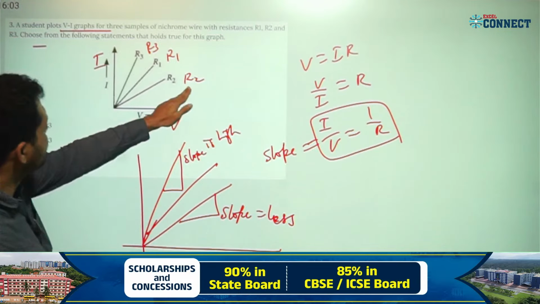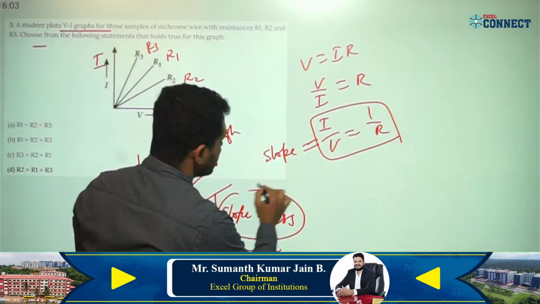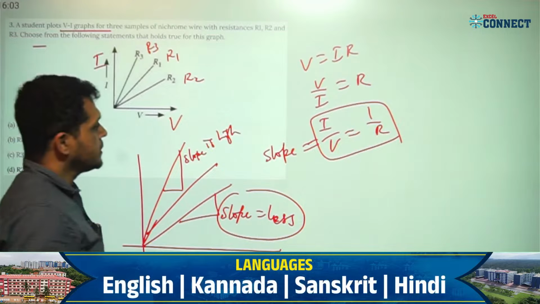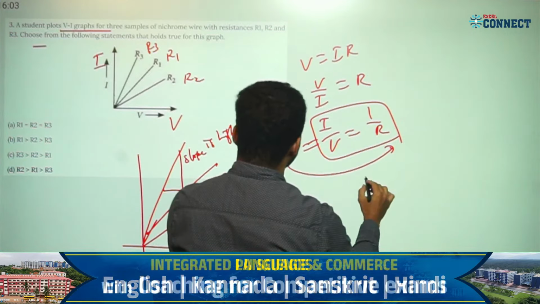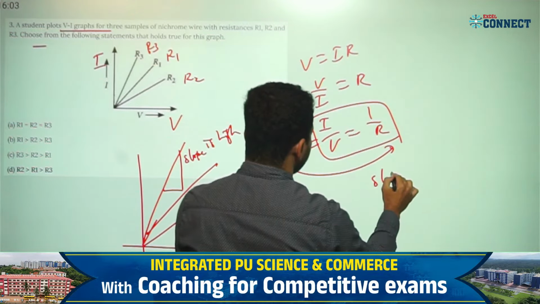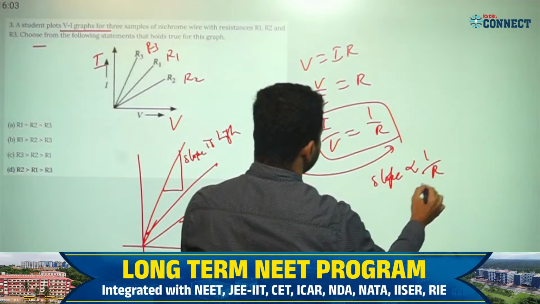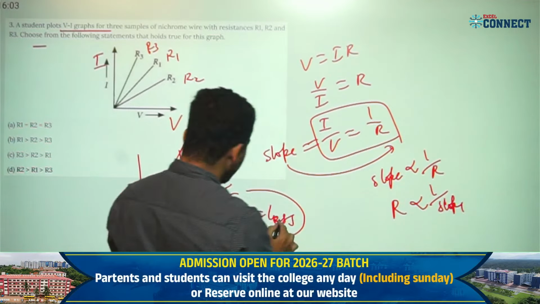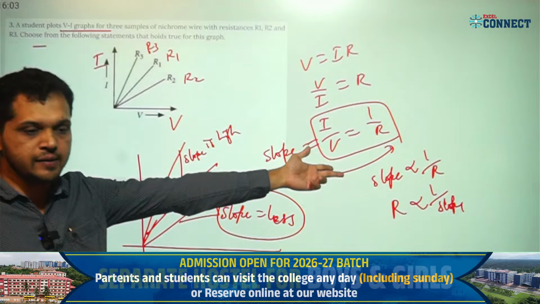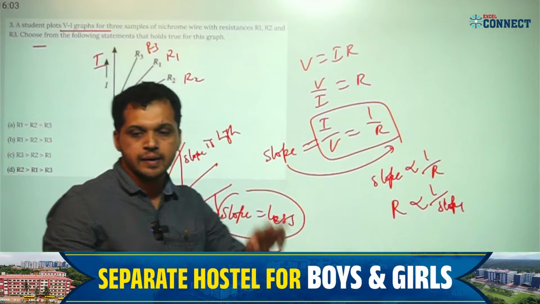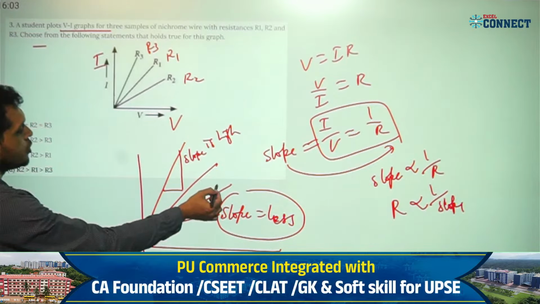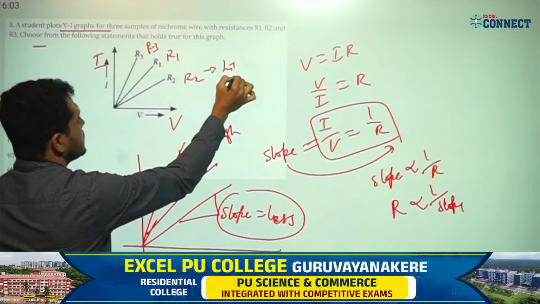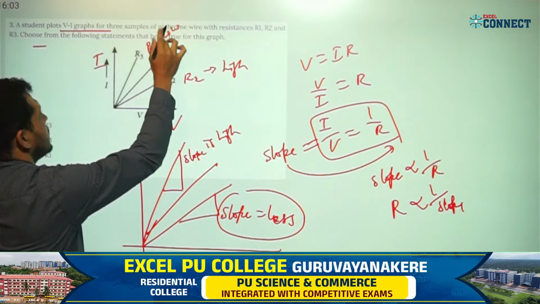Correct? Then what is the order? Slope is less means resistance is higher in value. Now slope is equivalent to what? Slope is inversely proportional to resistance. Resistance is inversely proportional to slope. Slope less means resistance is high, right? Reciprocal. Now here slope is less means resistance is high. That is, this resistance is high. This is low. R3 is low.